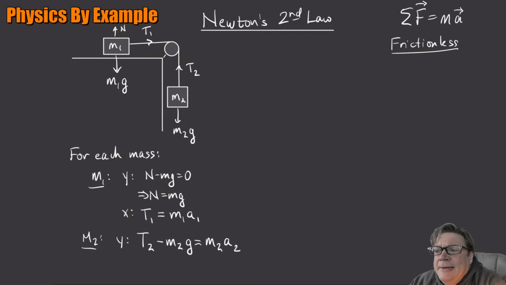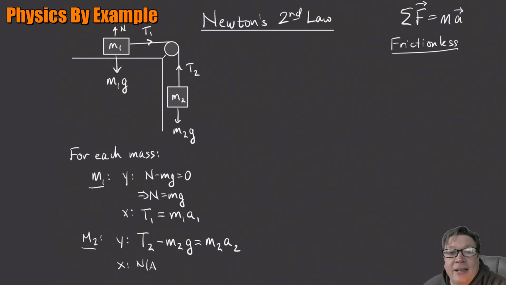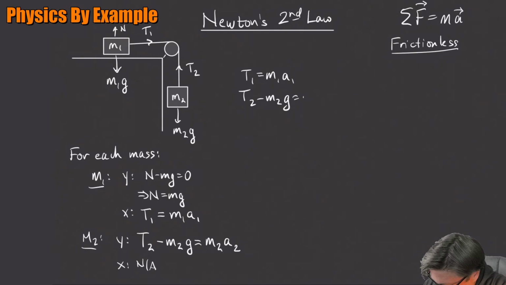All right, and in the x direction, nothing's going on for M2. So here's what we've got. We want the accelerations, right? So that's M1 in the x, which has an A in it, and M2 in the y, which has an A in it. So we have T1 equal to M1 A1, and T2 minus M2g equals M2 A2. I'm just copying the equations I have down below.